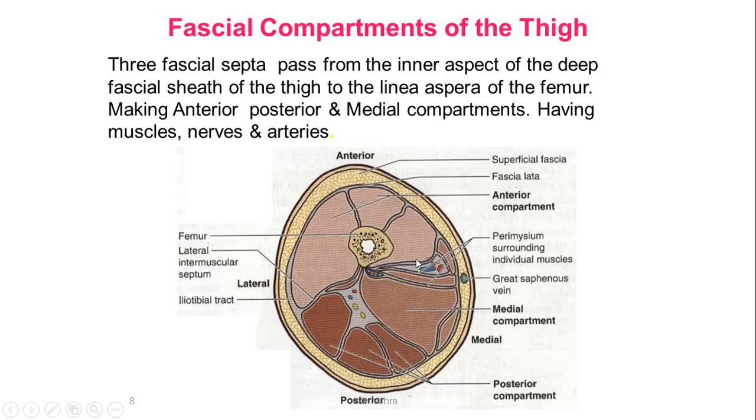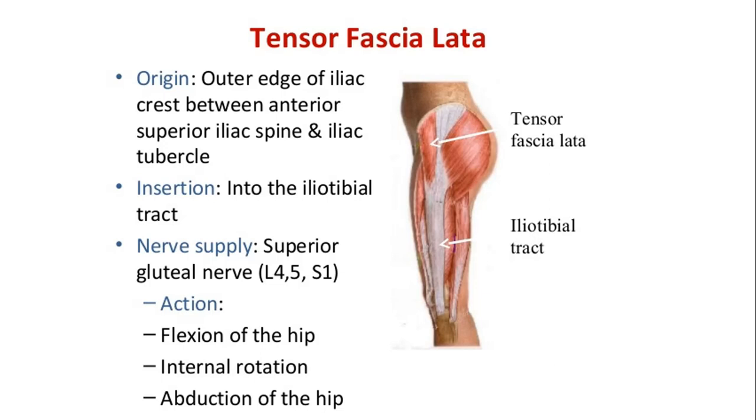So these are the modifications of the fascia lata, that is the iliotibial tract and the intermuscular septums. And again, here is shown the tensor fasciae latae muscle and its insertion into the iliotibial tract. Its main action is to flex the hip, with internal rotation and abduction of the hip. So it is more concerned with the stability of the knee joint and some action over the hip joint.